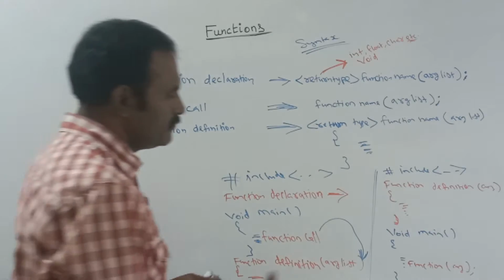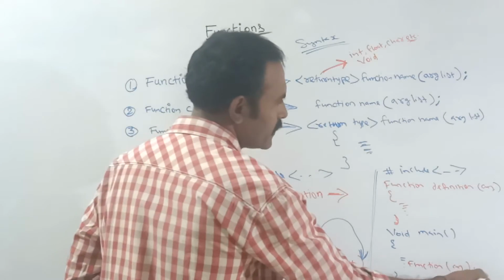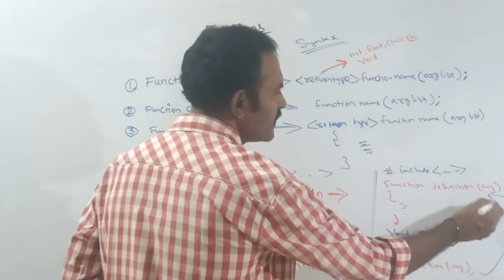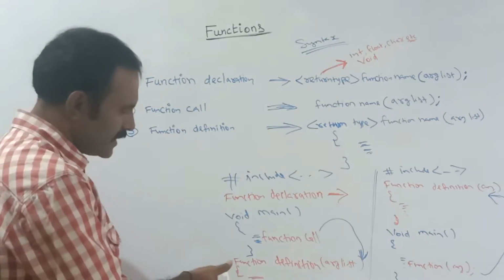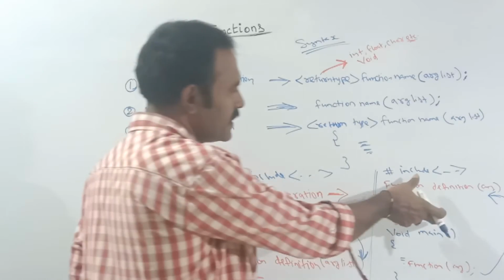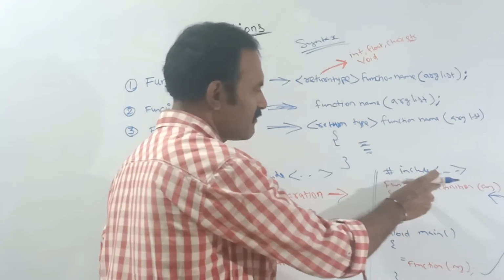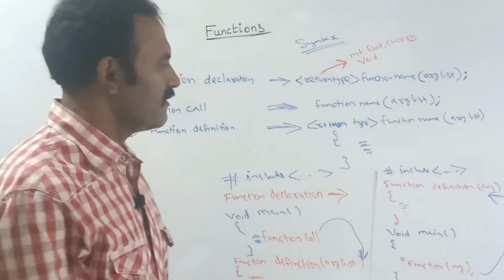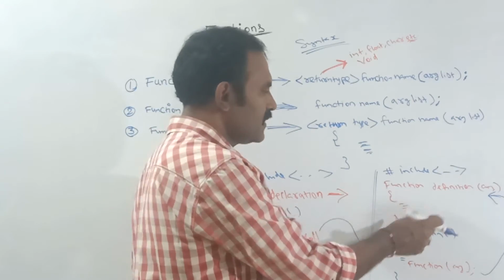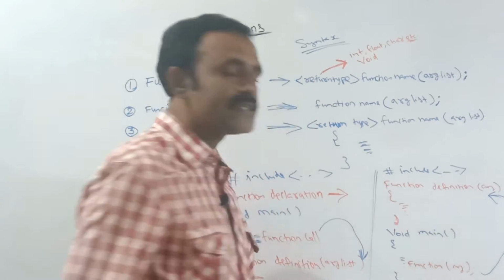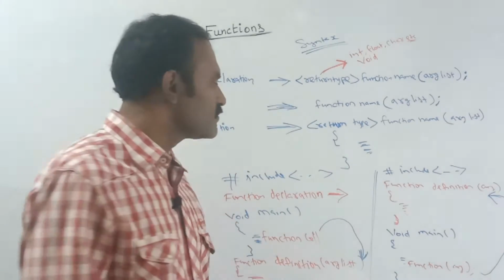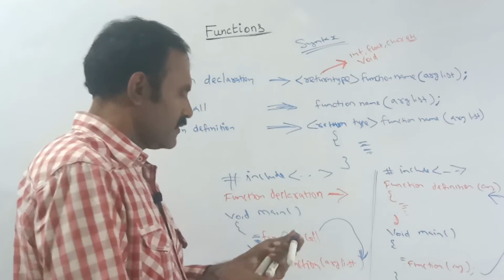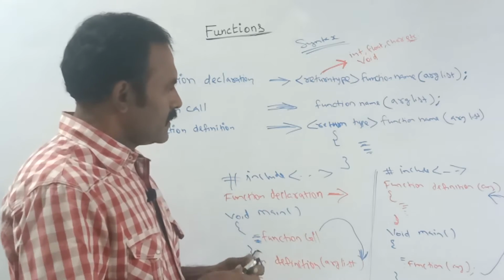During the function call, it goes to the function definition, where we defined the function before the main. So at the very first, after the header file, we define the function. After the definition, I call that function inside the main program. In this way also we can write it.